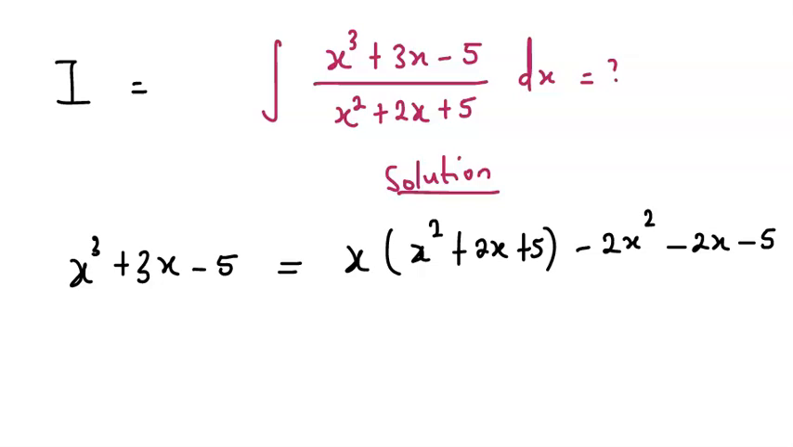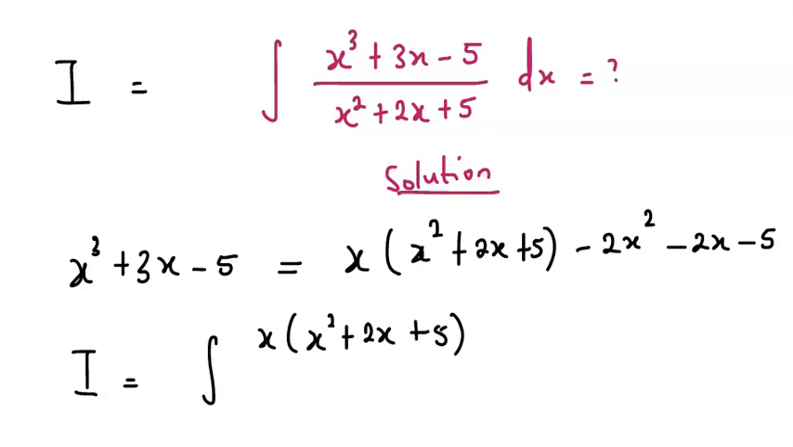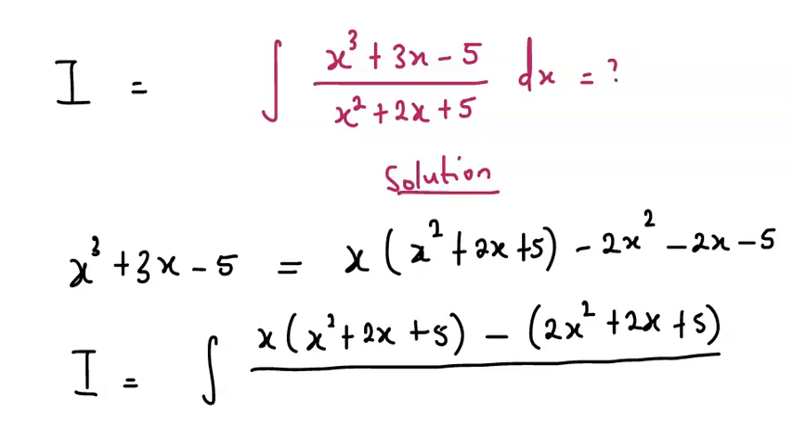So now our integral, which is I, is going to be equal to the integral. We write the numerator as x multiplied by (x squared plus 2x plus 5), and here you can take away the negative sign, and then you have 2x squared plus 2x plus 5. Then everything is divided by x squared plus 2x plus 5, and here we have our dx.